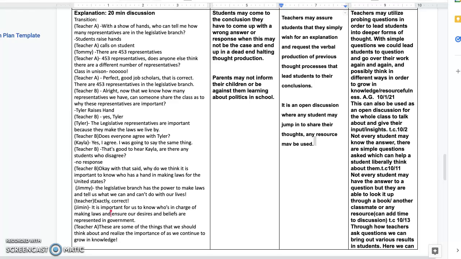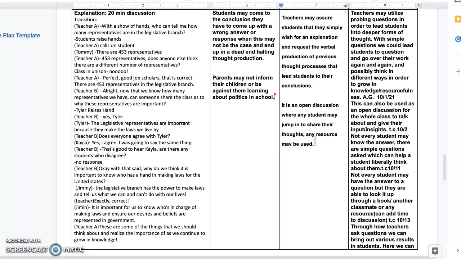Tyler raises his hand. Teacher B, yes, Tyler. Tyler, the legislative representatives are important because they make the laws we live by. After Tyler answers, teacher B will ask the class if they agree with Tyler. In this case, one student, Kayla, tells teacher B and the rest of the class, yes, I agree. I was going to say the same thing, meaning Kayla was going to answer, but Tyler got called on. But she also had the same idea as Tyler did. Teacher B, that's good to hear, Kayla.